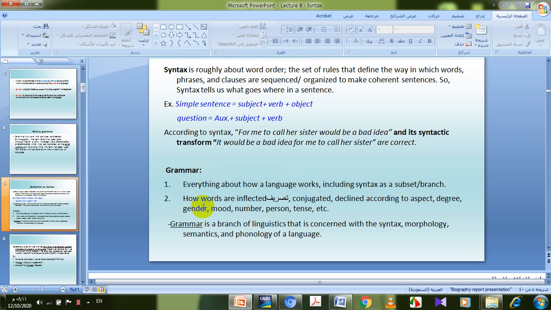Okay, also, how words are inflected, conjugated, declined according to aspect, degree, gender, mood, number, person, tense, etc. Okay, so this is also included in grammar. Grammar is a branch of linguistics that is concerned with the syntax, morphology, semantics, and phonology of a language. So it is more comprehensive. So this is grammar. So syntax is always sublisted under grammar. It is a branch, it's a subset.